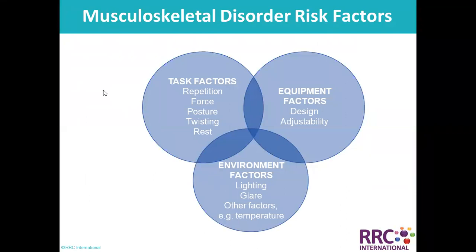That's why we have to understand the musculoskeletal disorder risk factors. That means three domains to understand. One is the task factors. Any task which is repeating over and over and requires a particular force and posture, twisting and reach, all comes under task factors. Equipment factor is all about design and adjustability. Imagine if your office table or your chair is not designed in a way that you can be comfortable sitting 6 hours or 8 hours, of course it will create a lot of issues. Same way the environment factors like lighting, glare, other factors, temperature.